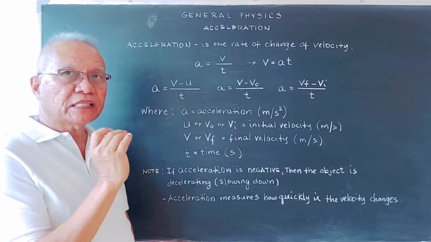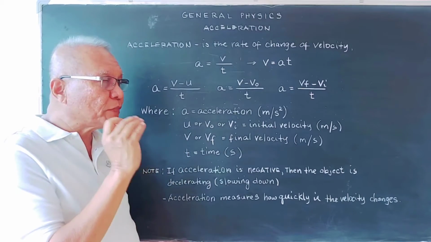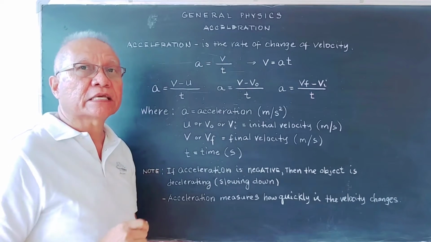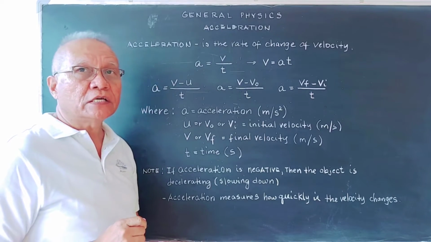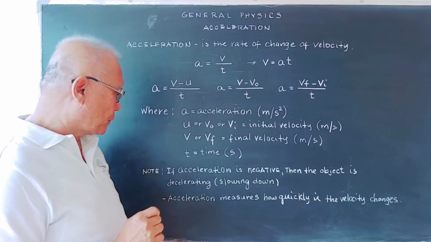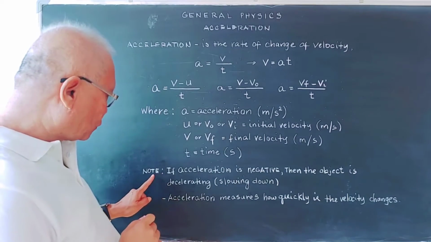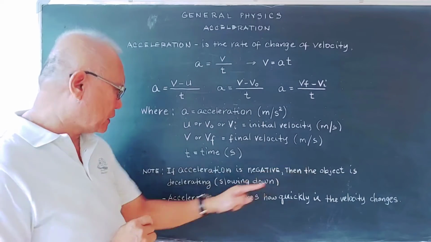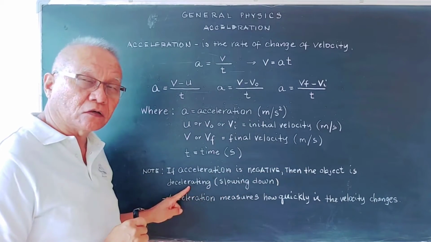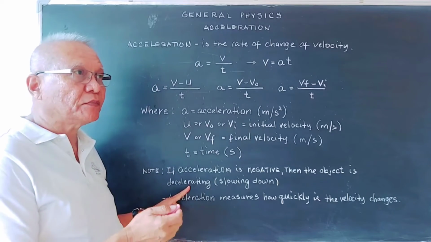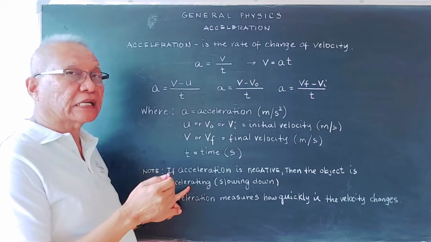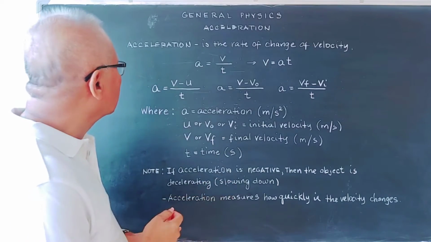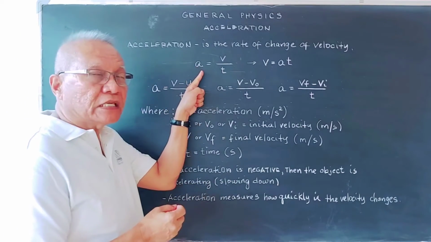What do you mean by deceleration? Deceleration means that the velocity of our object is decreasing or slowing down. So here, note, if acceleration is negative, then the object is decelerating. Sometimes they are using the word retardation, slowing down. Okay. Now, this one is our formula.